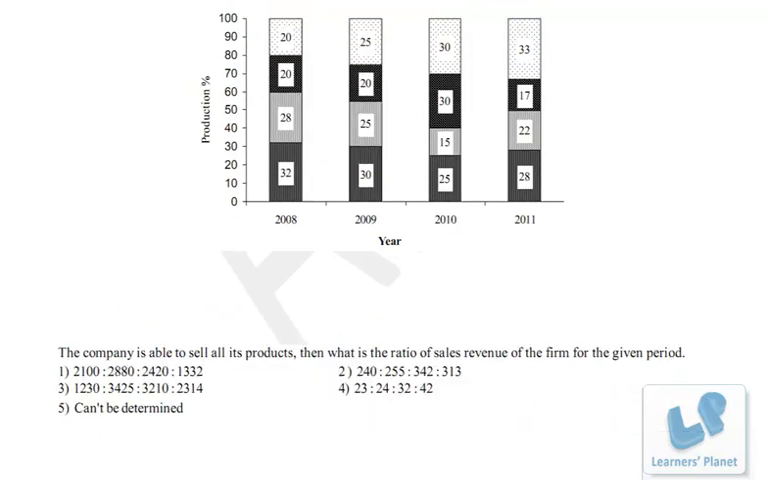Now this question: if the company is able to sell all its product, then what is the ratio of sales revenue of the firm for the given period? It obviously cannot be calculated. Why? Because we know the contribution of the product in terms of percentage, but we don't know the sell price. So how could we calculate the sales revenue? Not to worry, not to calculate anything, it cannot be determined. Okay.